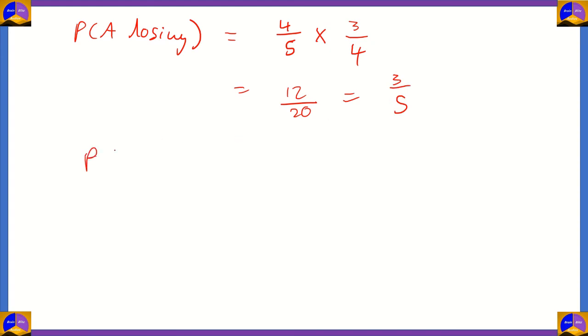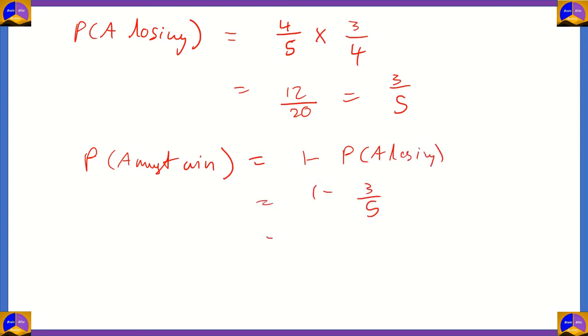So P of A must win. That means the probability that Mr. A is winning is 1 minus P of A losing. So that will be equal to 1 minus 3 by 5, which is equal to 2 by 5. So it's basically 5 minus 3 by 5. That is 2 by 5. So 2 by 5 is the correct answer to this question.